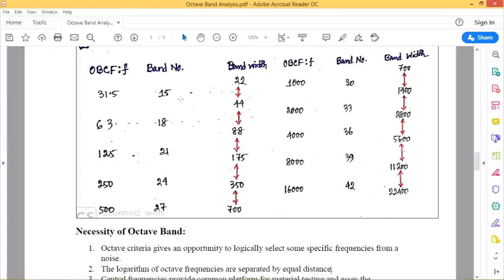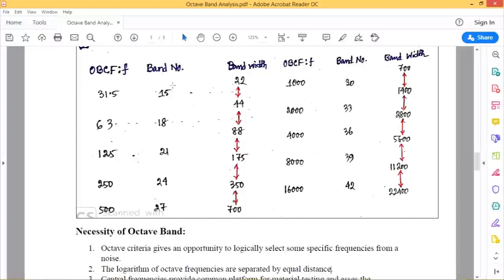For the first case, 31.5, the band number is 15. For the next one, 63, it is 18. For the next one, 125, it is 21. For the next ones it is 24, then 27, 30, 33, 36, 39, 42. All these values are band numbers.